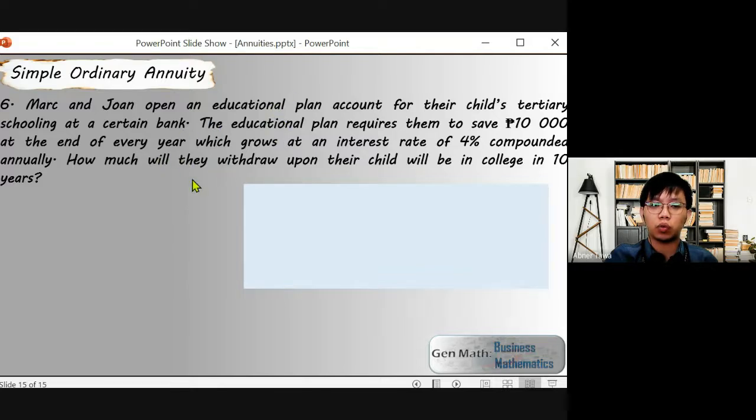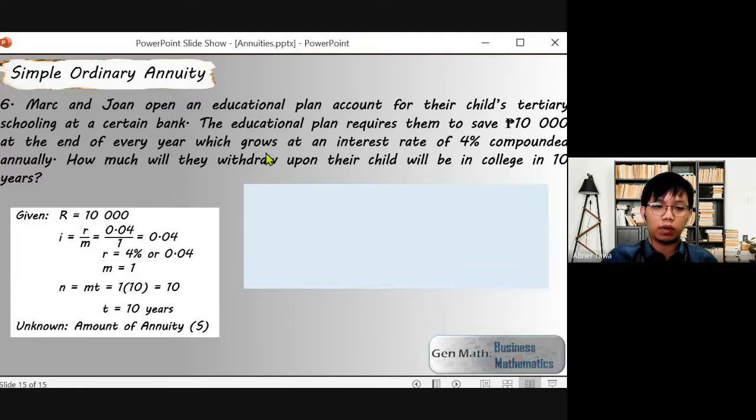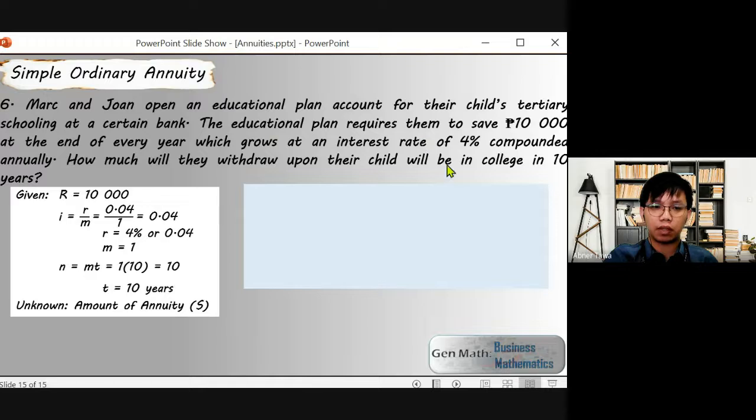Okay, and then we're going to compare if our answer is correct with the manual's longer solution. And then we're going to compare the answer whenever we're going to use the formula. Okay? So here the following given, the R or the periodic payment is 10,000 pesos. Then the value of i is 0.04 over 1, or that is simply 0.04, since the nominal rate is 4%, and then the interest period is compounded annually. And whenever the interest period is annually, therefore the value of m will be 1.